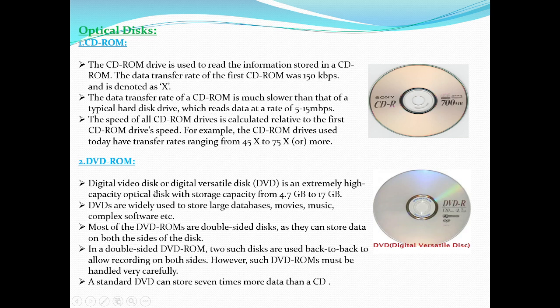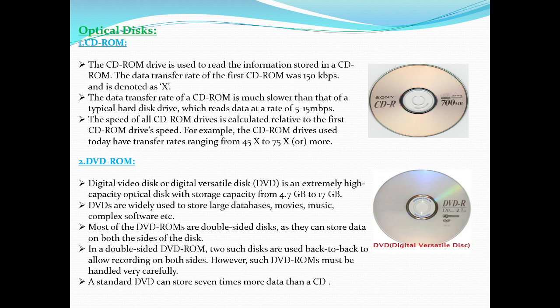Let us move to the DVD-ROM. As the name itself says, it is a digital video disc, or we can also call it a digital versatile disk. Versatile means you can use it in multiple ways. You can save on both sides, back to back. We'll explain it in detail. It is an extremely high capacity optical disk where it can store 4.7 gigabytes or 17 gigabytes of data.